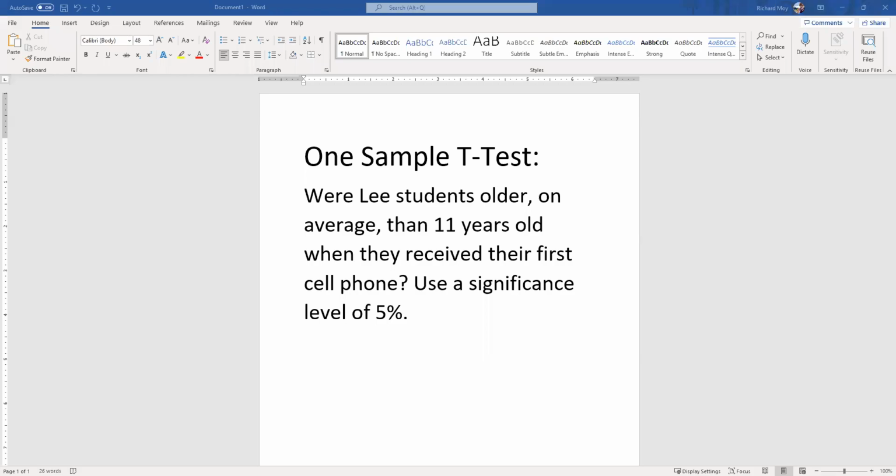Today we're going to run a hypothesis test on the question of, were these students older on average than 11 years old when they received their first cell phone? And we're going to use a significance level of 5%.